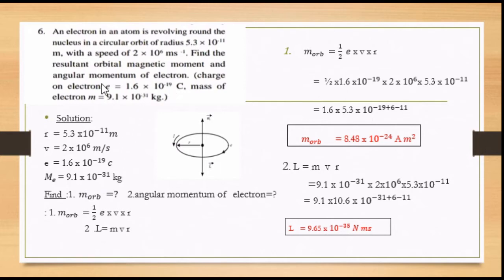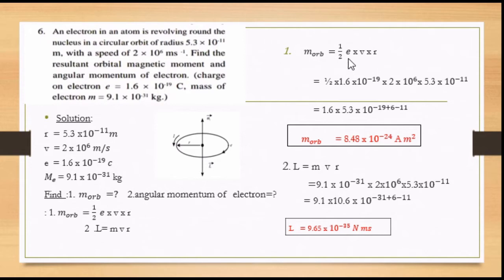We have to find the orbital magnetic moment, and another one, the angular momentum of the electron. For this we have the formulae. M orbital has the formula 1/2 evr, and the angular momentum of the electron is L is equal to mvr. Now let us find the first one, the M orbital, which is 1/2 evr.